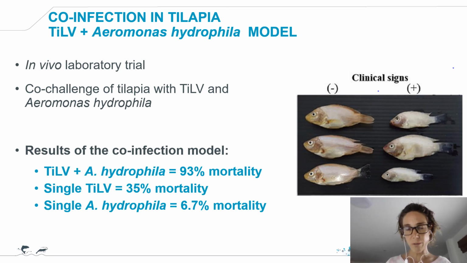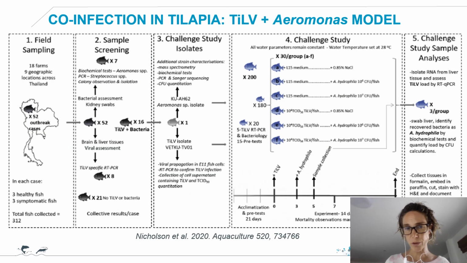So Aeromonas hydrophila can be considered as a real opportunistic pathogen with a relatively low mortality. But when combined with tilapia lake virus, when animals are weaker and the immune system is reduced, it can cause up to 93% mortality. The data regarding the strains and the presence of these two pathogens in Thailand farms was collected during a long period of surveillance in 2019 and 2020.